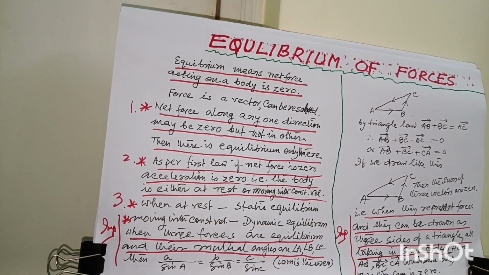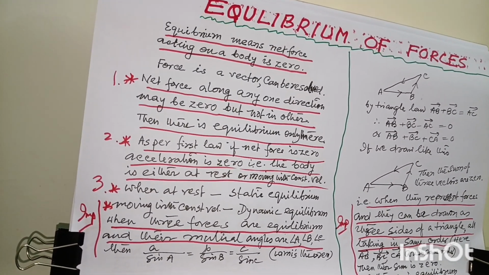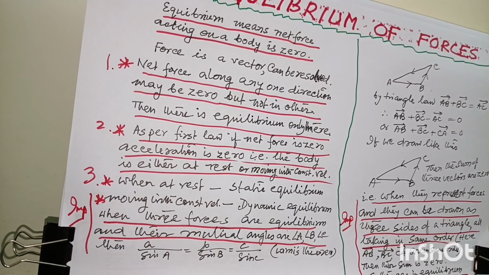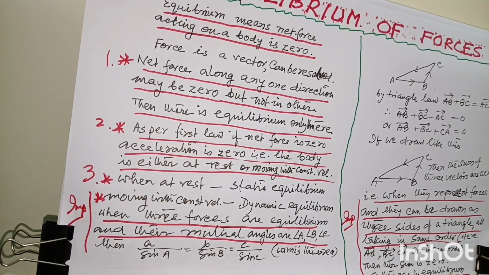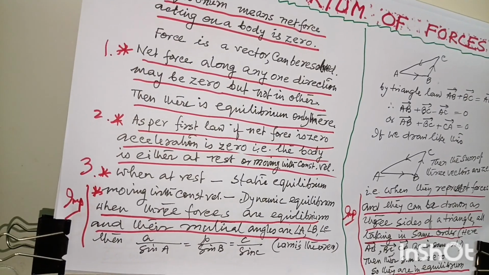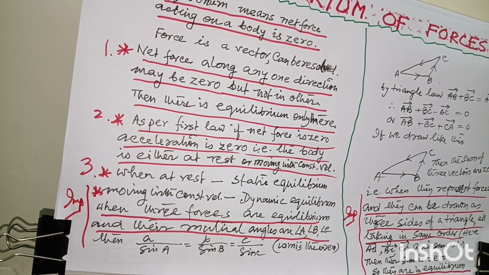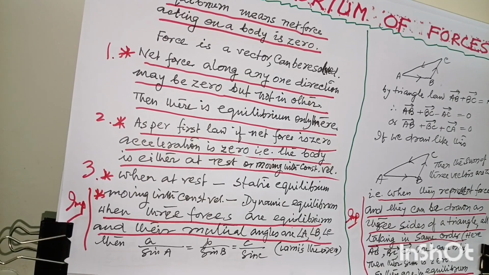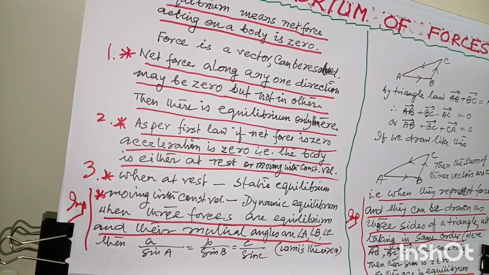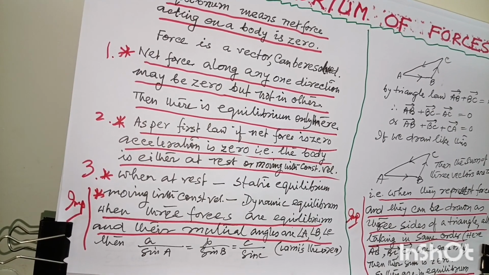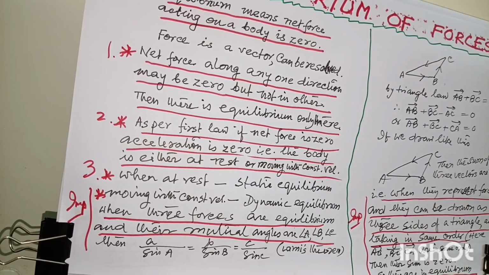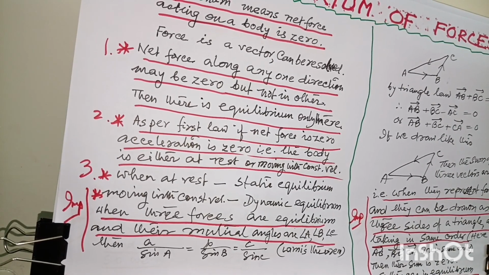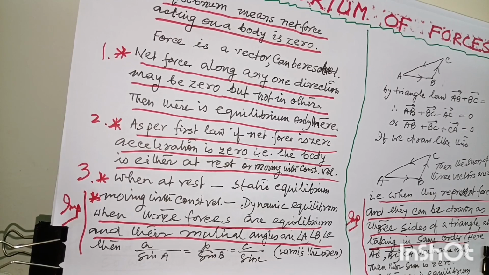Now, there is a special case where suppose three forces are acting on a body, and these three forces are in equilibrium. That means the vector sum of the three forces is zero. Then only it becomes equilibrium. Three forces are in equilibrium means their vector sum or resultant is zero.